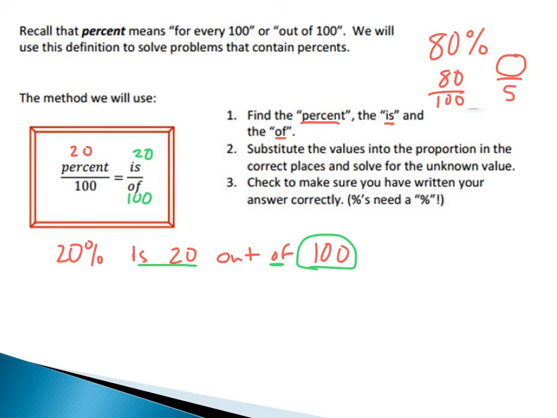Okay, in some of these problems, obviously you're going to have to solve for an unknown value. So once you substitute these things in, you're going to solve for the unknown. Now, what is the unknown going to be? Well, the unknown could be the percent, it could be the is, it could be the of, and that's what you're going to have to figure out. And then how are you going to solve? You're going to solve using cross products that we learned last section. Now, the last step I want you to make sure of is that you check that you've written your answer correctly. If I'm asking you for the is and the of, those are just going to be numbers. But if I ask you for percent, make sure your final answer is expressed as a percent.